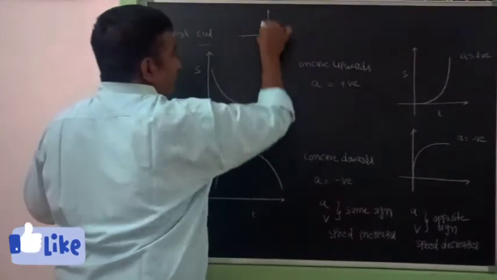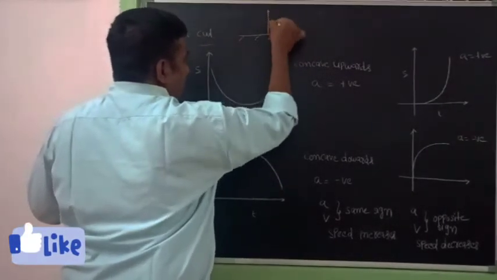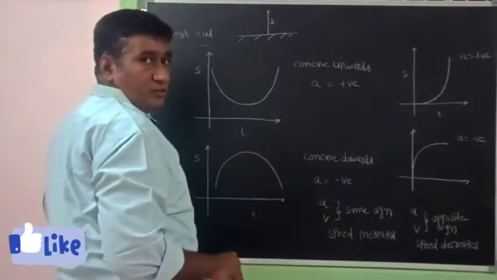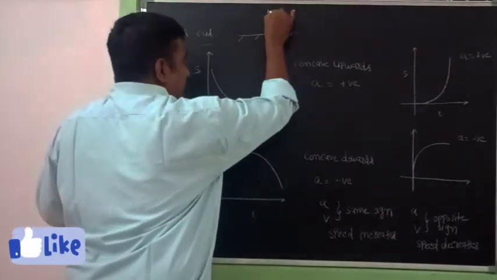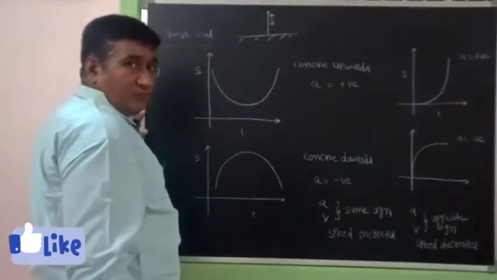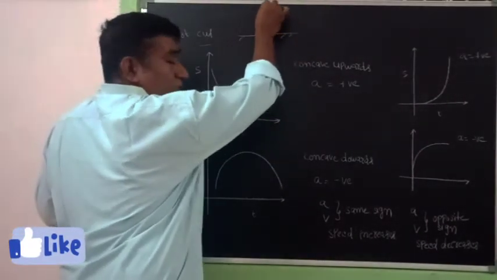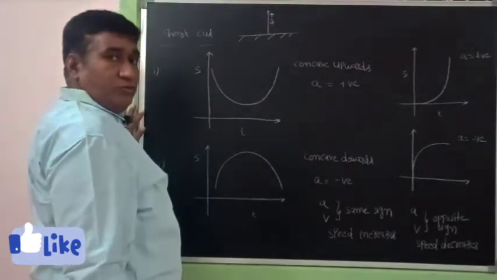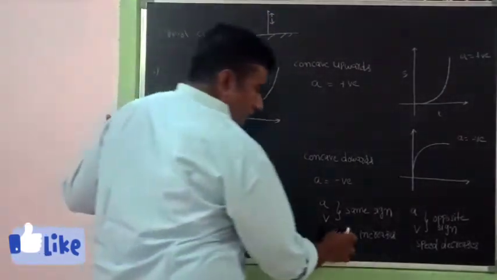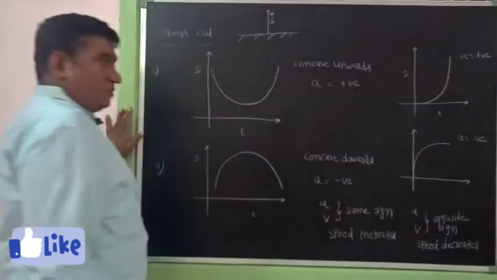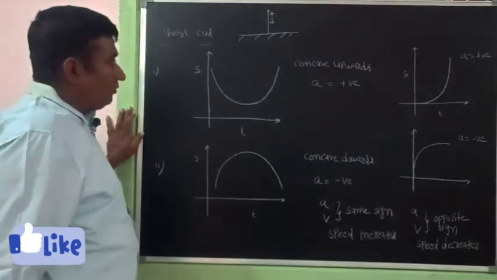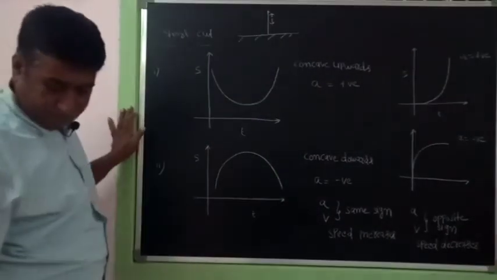Here acceleration due to gravity acts in the downward direction and velocity acts in the opposite direction. Because of that, the speed goes on decreasing and at one point velocity will be equal to 0. These are the simple cases which you can remember for competitive exams.